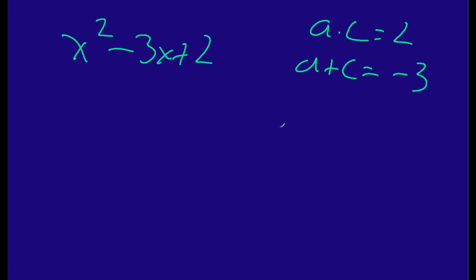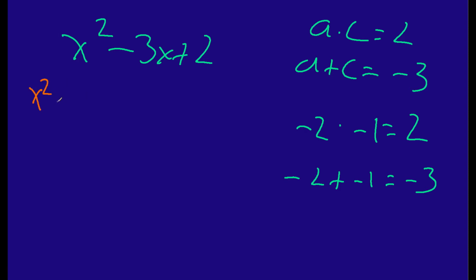Well, if I take negative 2 times negative 1, I will get positive 2. And if I take negative 2 plus negative 1, I will get negative 3. So it looks like negative 2, negative 1 will work if I want to break apart my B term here. So why don't I go ahead and try that? So now I have x squared minus 2x, and then minus x plus 2.